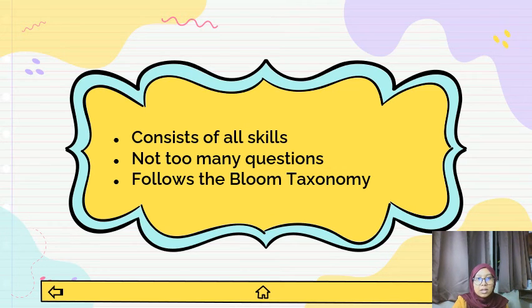And last but not least, my questions follow the Bloom's taxonomy levels, where I apply from the lower order thinking skills until the higher order thinking skills. But I did not apply the creating part, so the students did not have to create any sentence. They just need to apply what they understand from it.